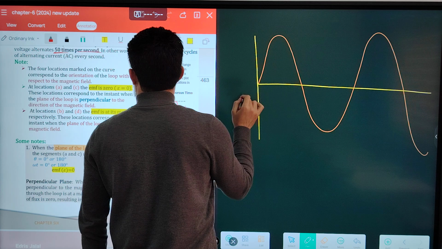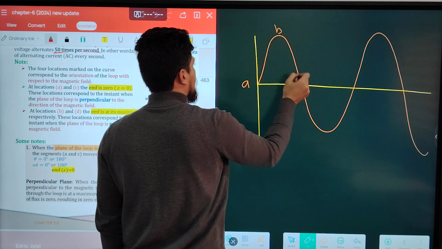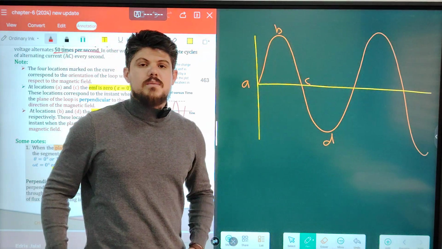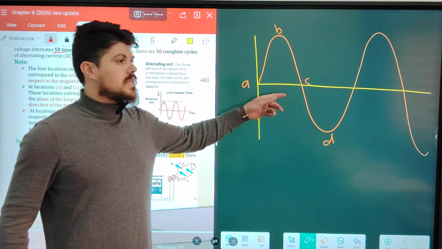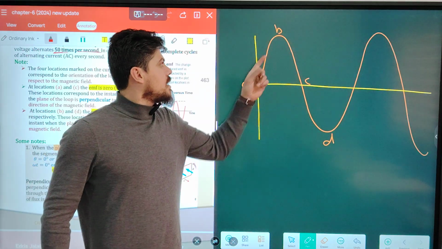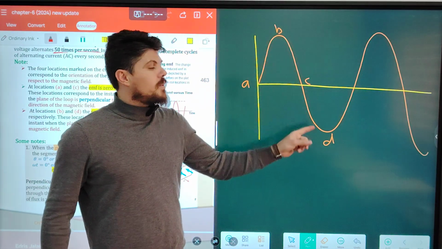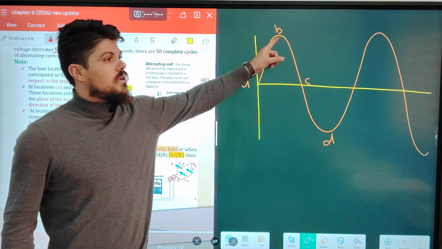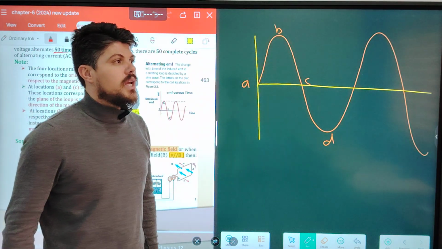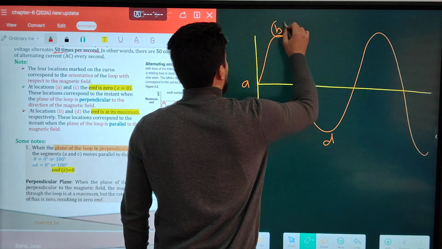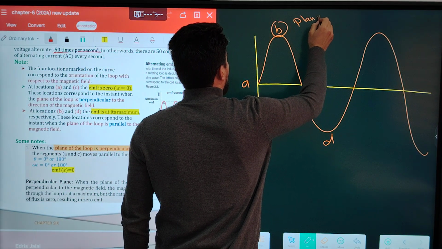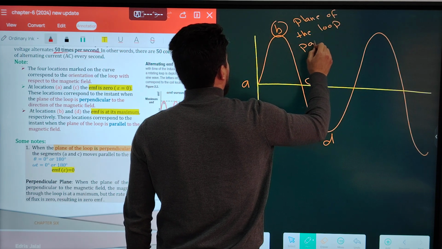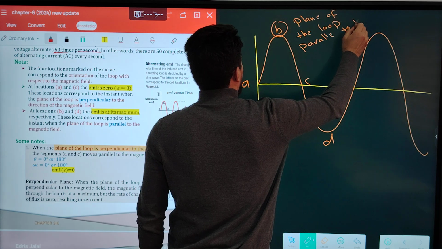The four locations marked on this curve are A, B, C, D. Which mark the maximum EMF and maximum current? We have maximum current and maximum EMF at B and D. So how is the coil oriented at B and D? The plane of the loop is parallel to the magnetic field.